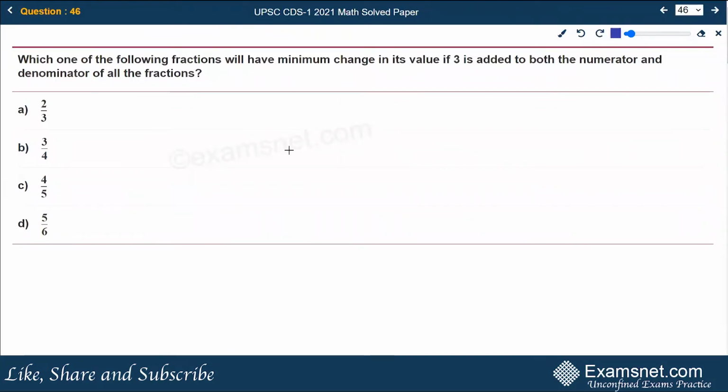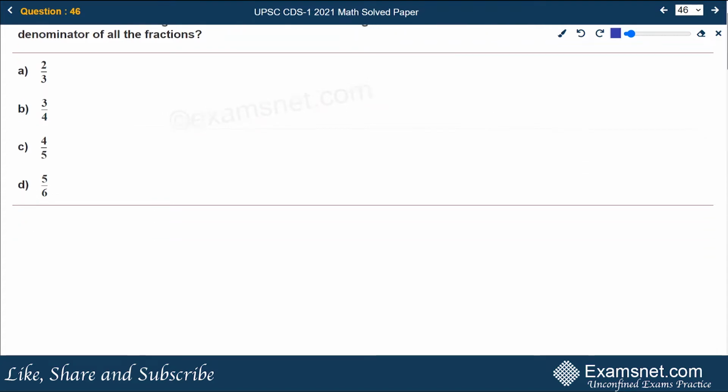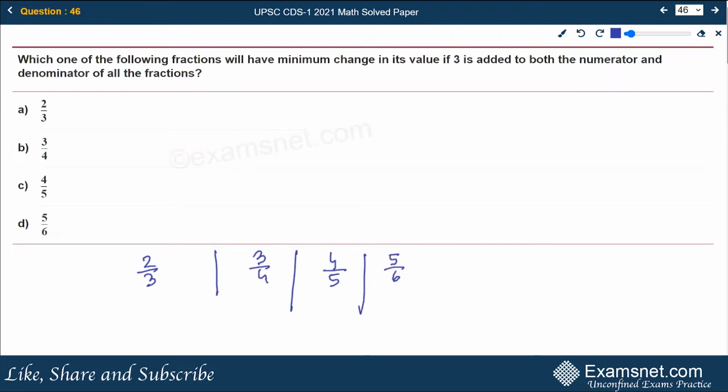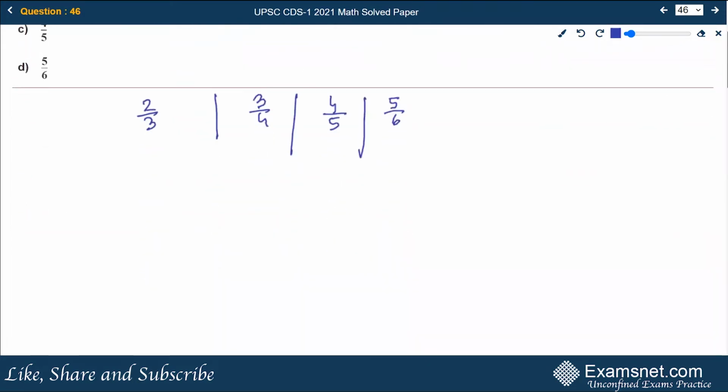Question number 46, we are given: which one of the following fractions will have minimum change in its value if 3 is added to both the numerator and denominator of all fractions. So we are given these 4 fractions: 2 by 3, 3 by 4, 4 by 5, and 5 by 6. Correct? Now let's add 3 to both the numerator and denominator.